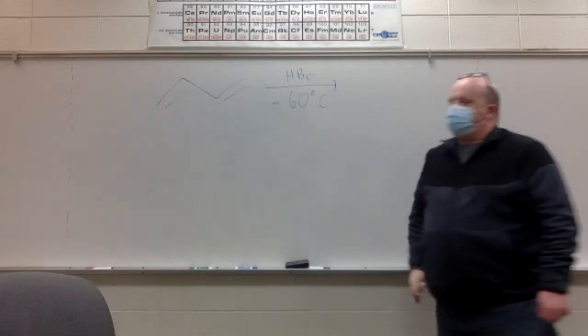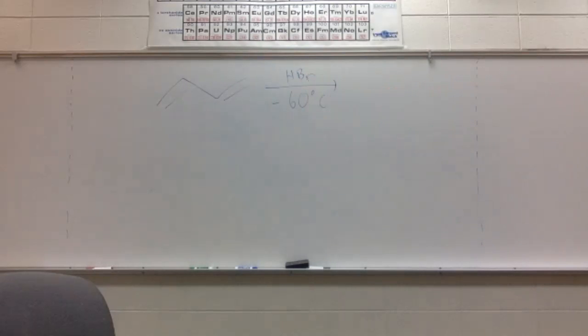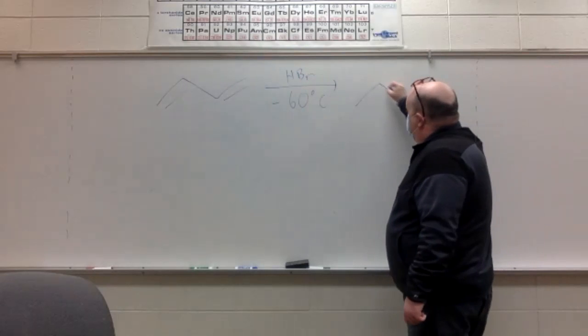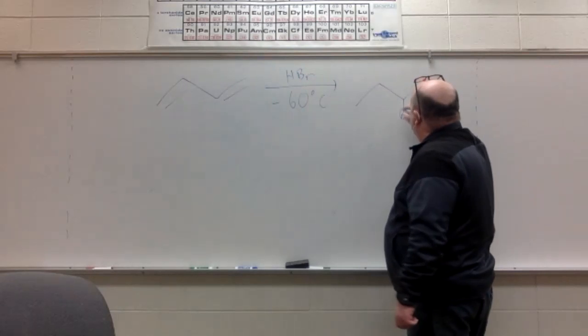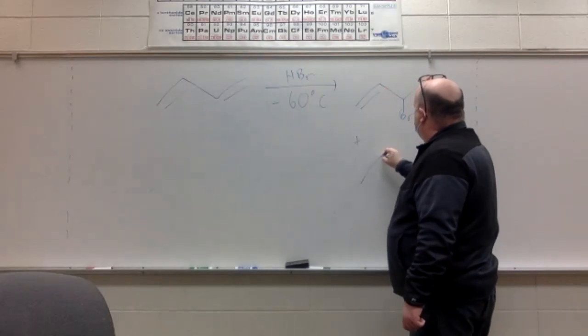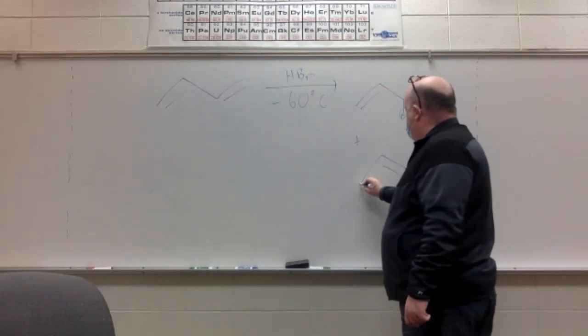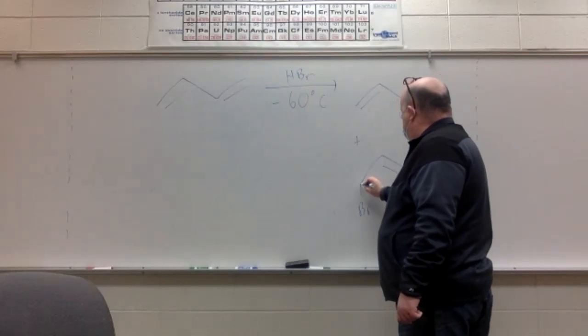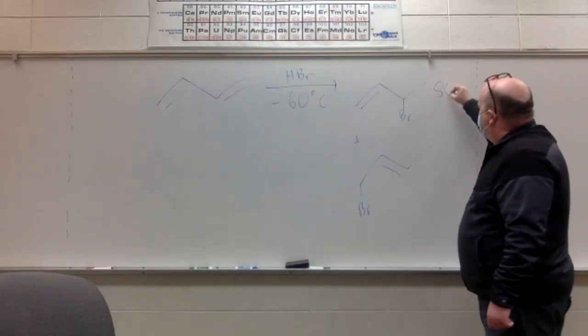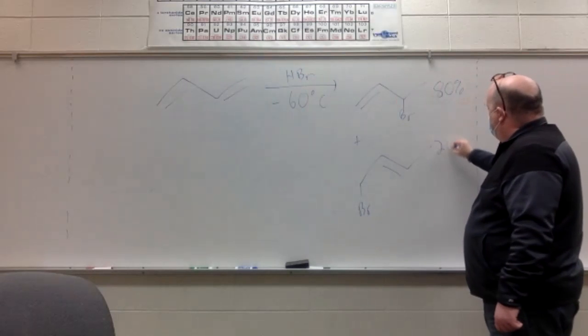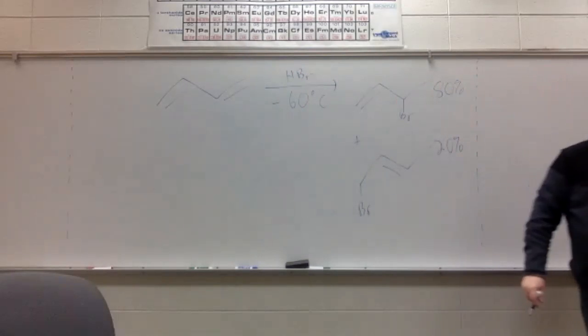All right. Let's say we ran this at negative 60 degrees Celsius. That's pretty cold. You would definitely get both of these products. But if you did it at negative 60 degrees Celsius, you'd probably get about an 80-20 split favoring the kinetic products.